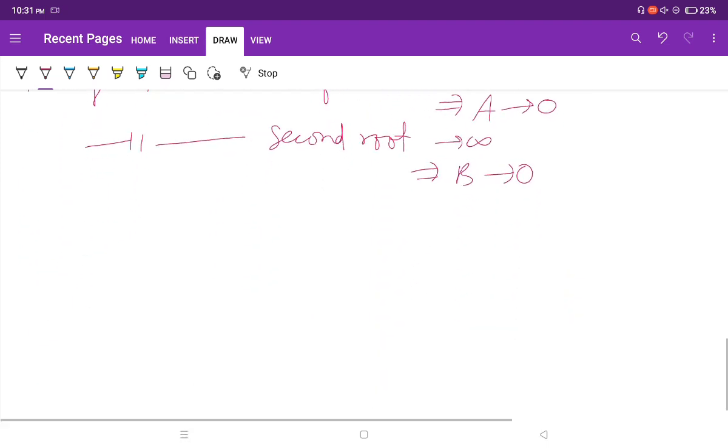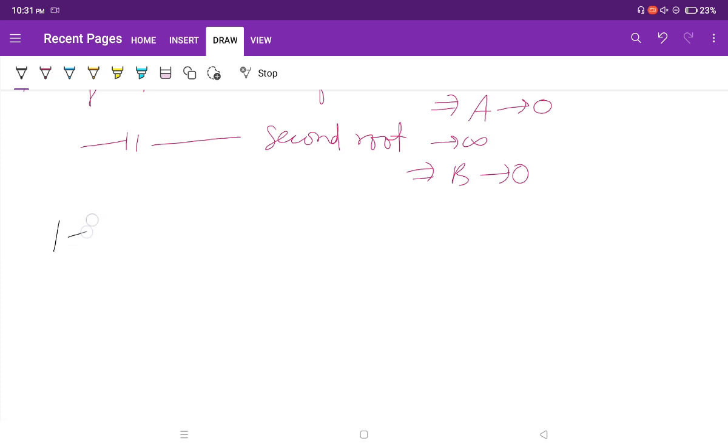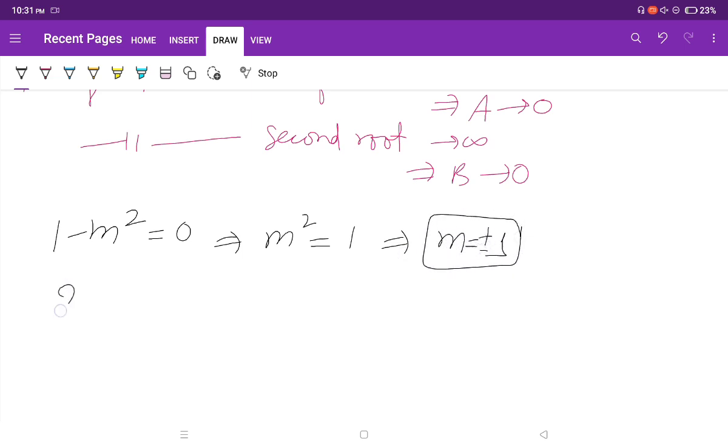So we have 1 minus m square equals 0, implies that m square equals 1, implies that m is equal to plus minus 1, right? And 2mc equals 0 implies c equals 0, as m cannot be 0.